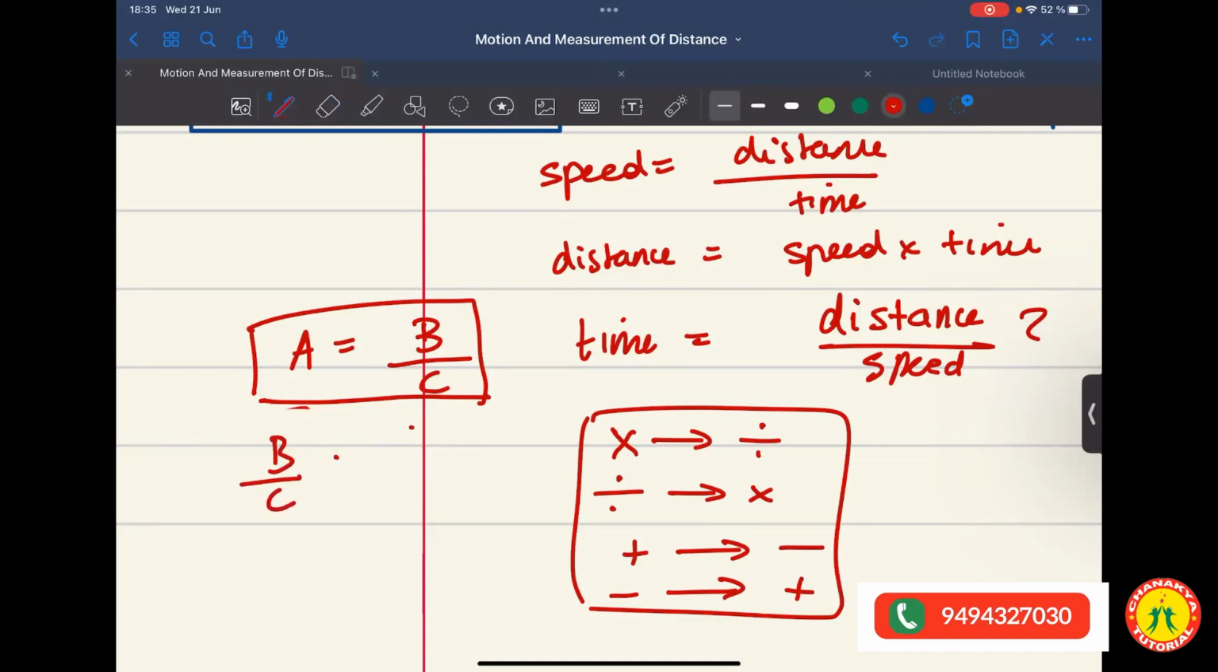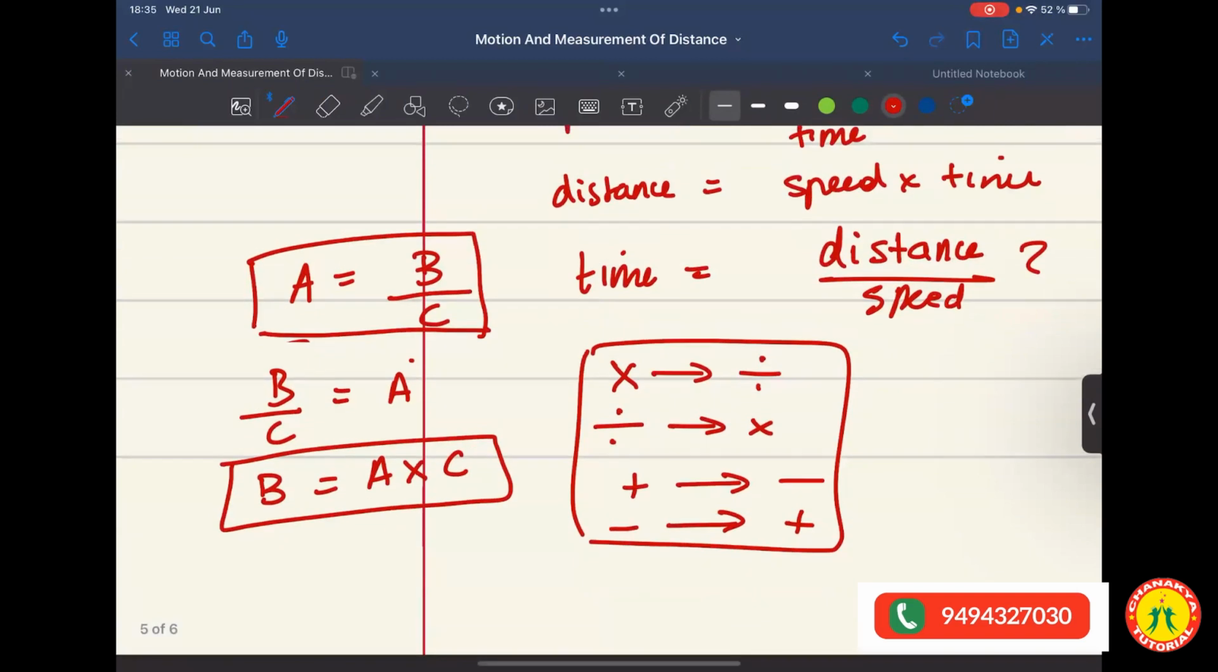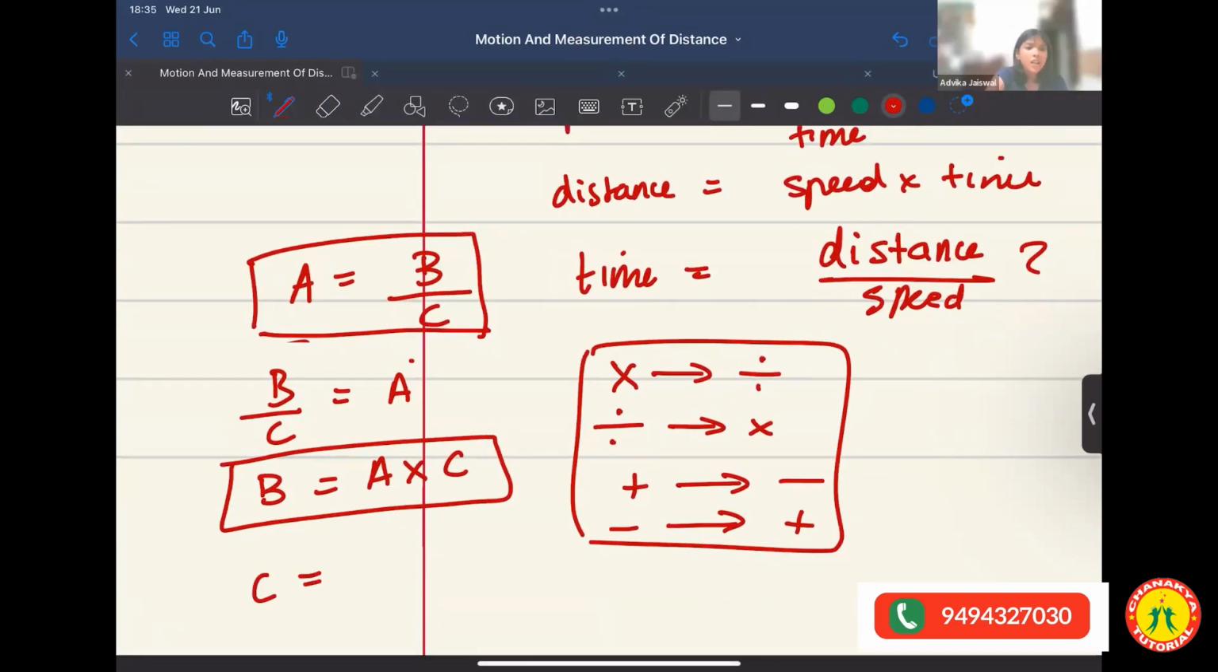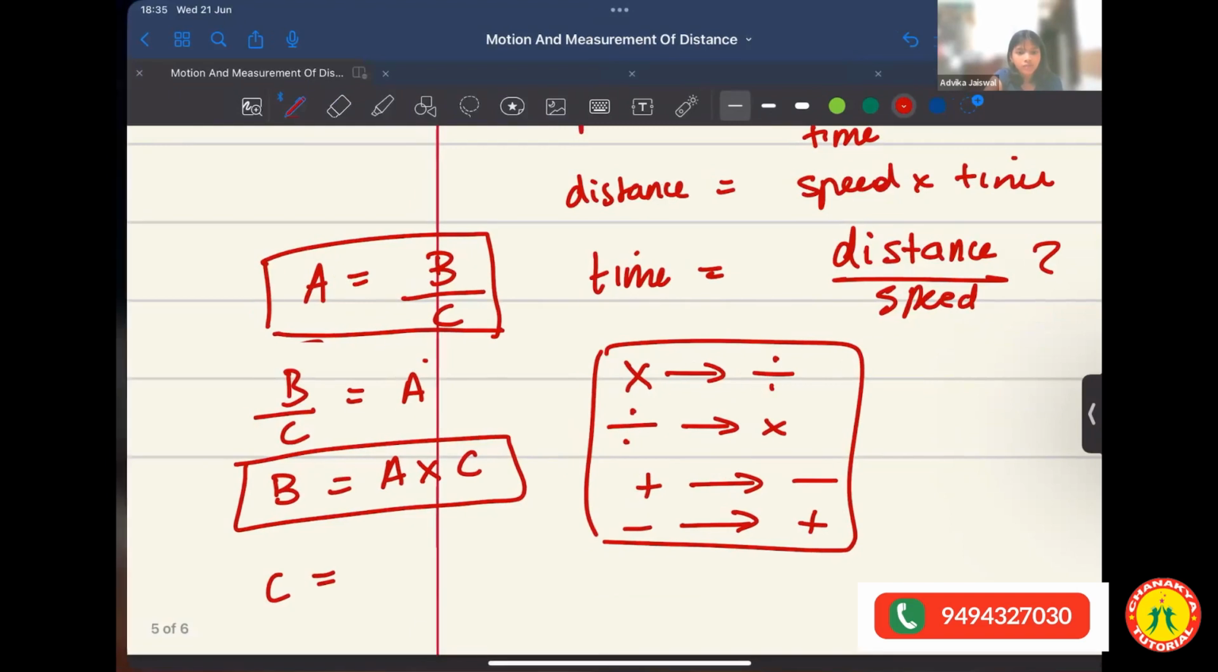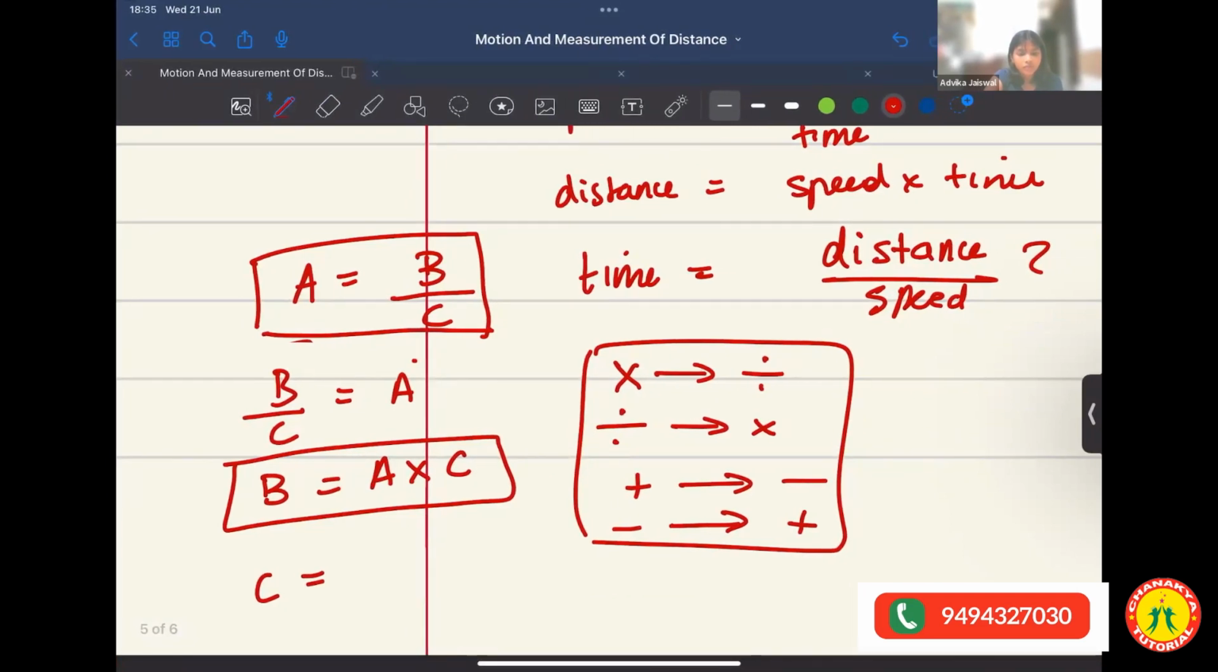B by C is equal to A. You're bringing B, and you're bringing the C to the other side. A into C. This is the formula for B. Now, Advika, try to tell me the formula for C. Ma'am, we will multiply A into B. No, it's wrong. Ma'am, B by A. B by A. Very good.